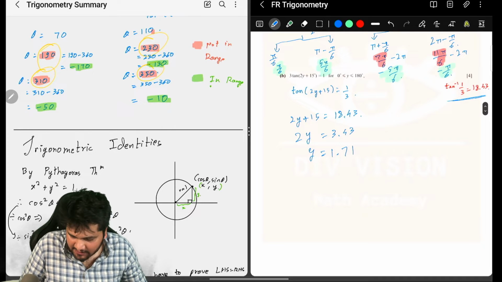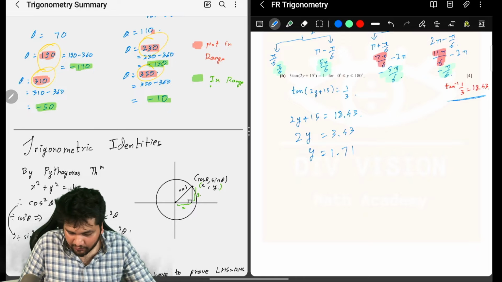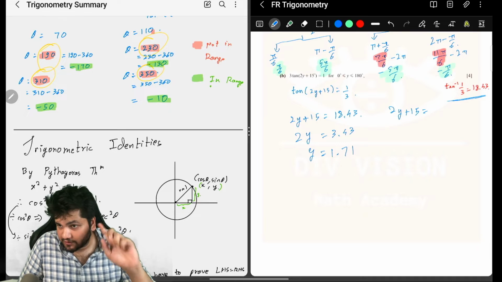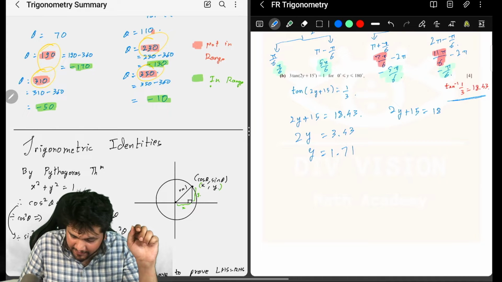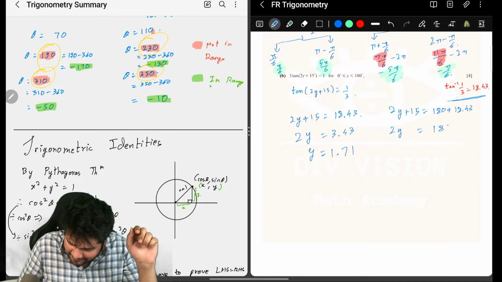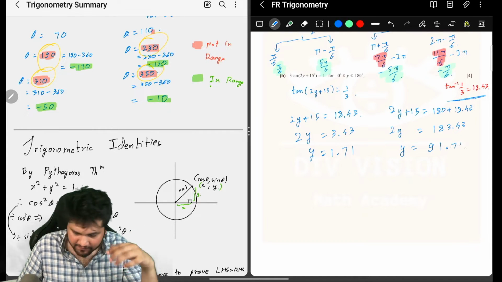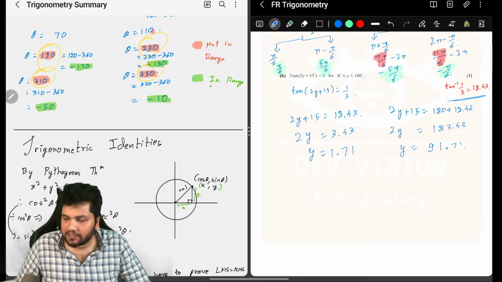But the thing is, this is just one of the values we will get. If I am doing tan inverse of this 1 by 3, we will certainly get a second value as well, which is with respect to this thing. 18.43 is a first quadrant value, but we will get the second quadrant value as well. So we'll get 2y plus 15 is equal to second quadrant, not, sorry, third quadrant. It's going to be 180 plus 18.43. If you solve it, we'll get 2y is equal to 183.43 and y is going to be 91.71. So these are the values we will get.